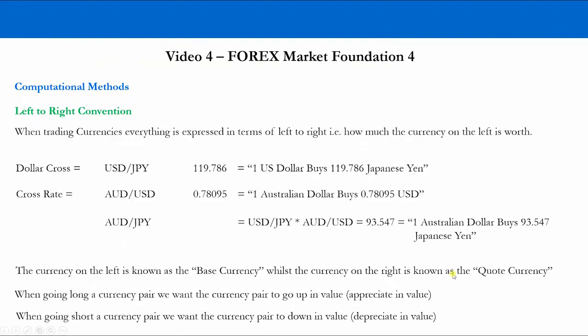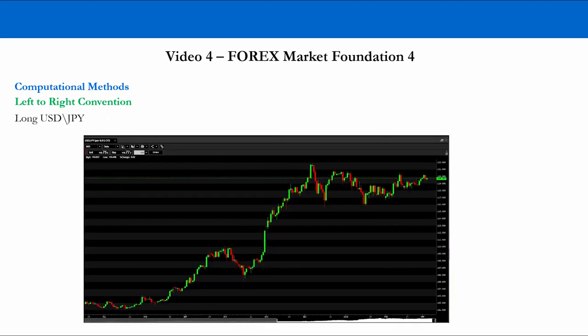The left to right convention is pretty important. Just make sure you understand the left to right convention, how everything is expressed in terms of the currency on the left. The currency on the left is known in the Forex market as the base currency, and the currency on the right is known as the quote currency. So the base currency is on the left, the quote currency on the right. When we're going long a currency pair, we want the currency pair to go up, and when we're going short a currency pair, we want the currency pair to go down.